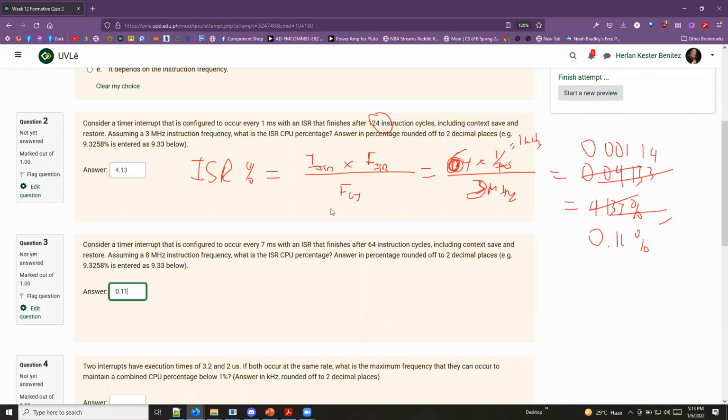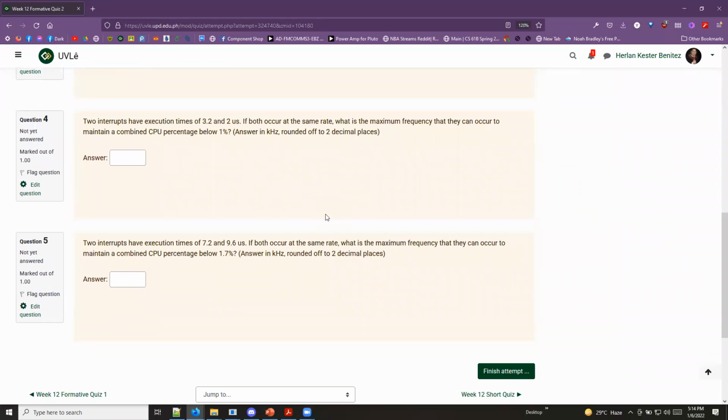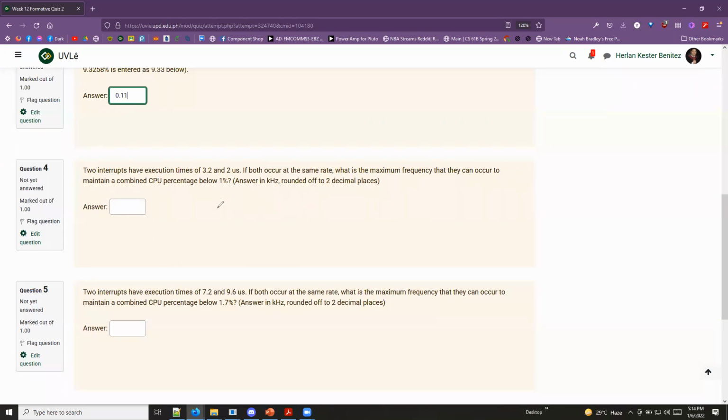Okay. Then, 2 interrupts have execution times of 3.2 and 2 microseconds, respectively. If both occur at the same rate, so 2 ISRs actually instead of 2 interrupts, what is the maximum frequency that they can occur to maintain a combined CPU average below 1%? So we'll go back to our equation from earlier. So the 1% is what our CPU percentage needs to be below.